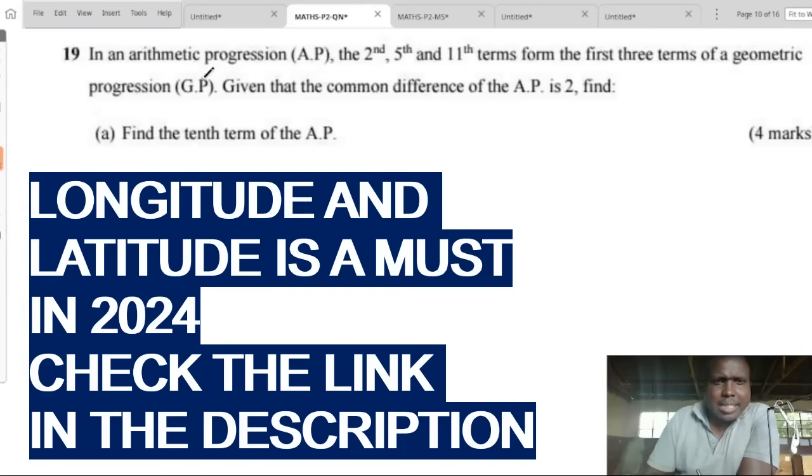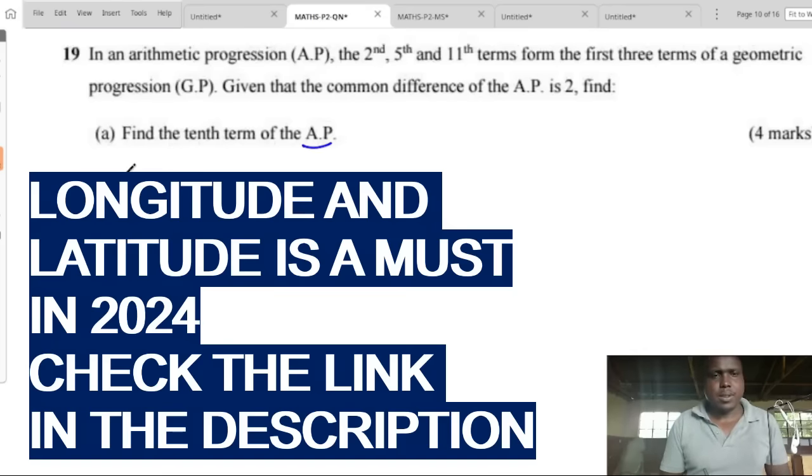In an arithmetic progression AP, the second, fifth, and 11th terms form the first 3 terms of a geometric progression. Given that the common difference is 2, find the 10th term of the AP. Right, so the 10th term.